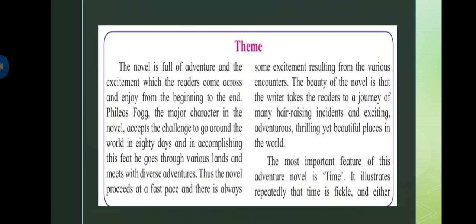Phileas Fogg, the major character in the novel, accepts the challenge to go around the world in 80 days, and in accomplishing this feat, he goes through various lands and meets with diverse adventures. As we discussed, the major character means the protagonist of the story is Phileas Fogg. He accepted the challenge, and the challenge was to go around the world in 80 days. While accomplishing that challenge, he went through a lot of different places, lands, and at the same time met with diverse adventures. That's what the whole experience has been explained in it.